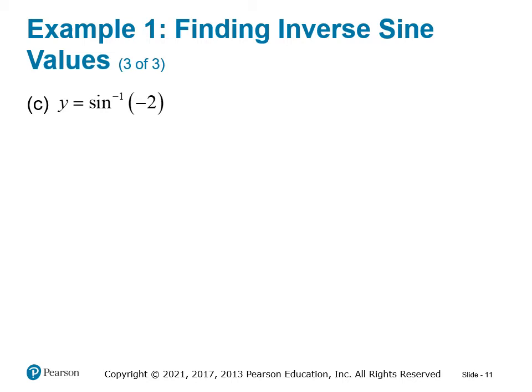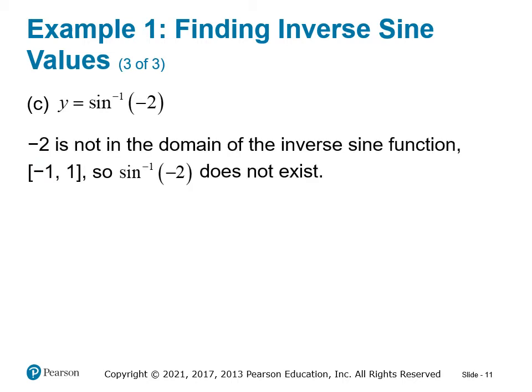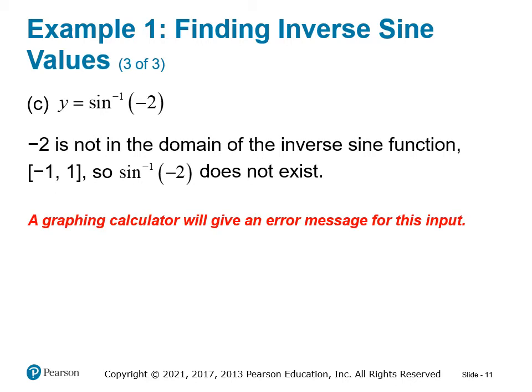Y equals the inverse sine of -2. This is again saying that the sine of y equals -2. And remember that the sine cannot equal a number outside the interval of -1 to 1. So this is impossible. So this doesn't exist. Again, this is saying the sine of y equals -2. And we know that sine only goes between 1 and -1. In these kind of problems, if you were using your calculator, you would get an error message.